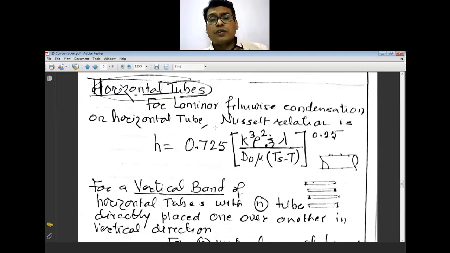Now coming to the different situations which arise in the condensation process, that is the horizontal tubes can be used. So at that time this constant changes to 0.725 and L is replaced with the outer diameter.